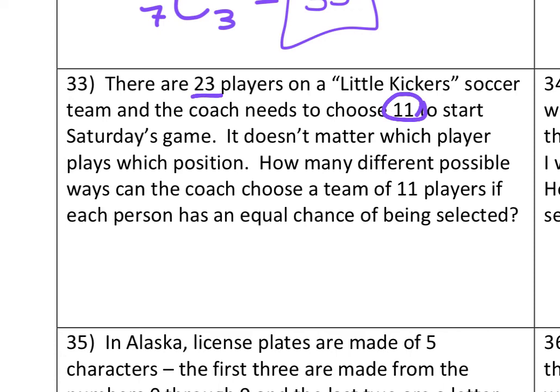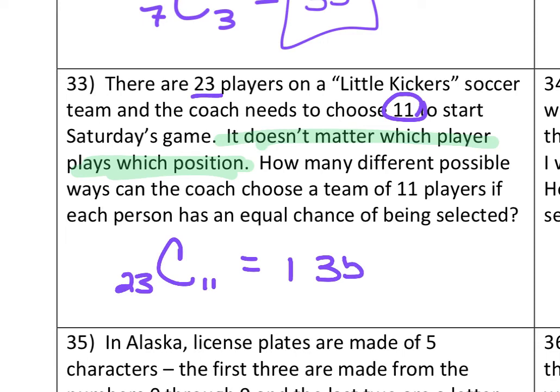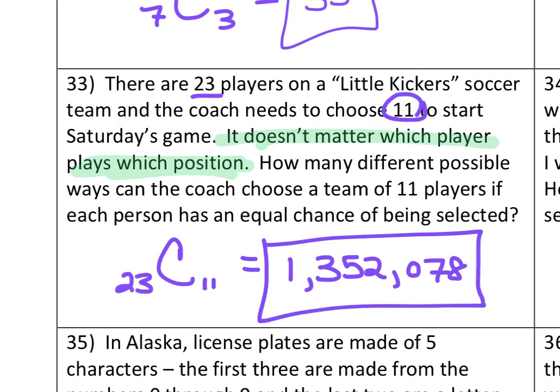They just have the kids run around the field kicking the ball. So anyway, if you have this soccer team, and it specifically says that it doesn't matter what player plays which position, so they're not really putting the kids in positions yet, you want 23 choose 11, and that's going to give you this massive number of 1,352,078 ways that the coach can choose 11 players from 23 that are on the team.